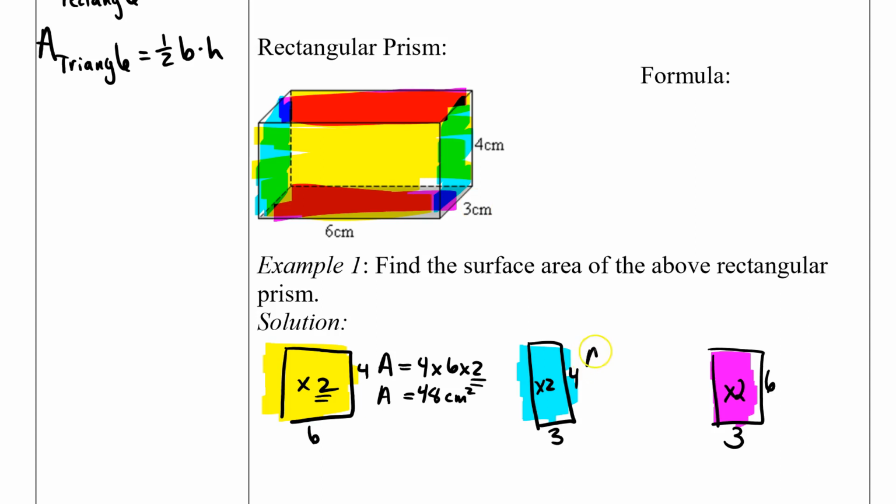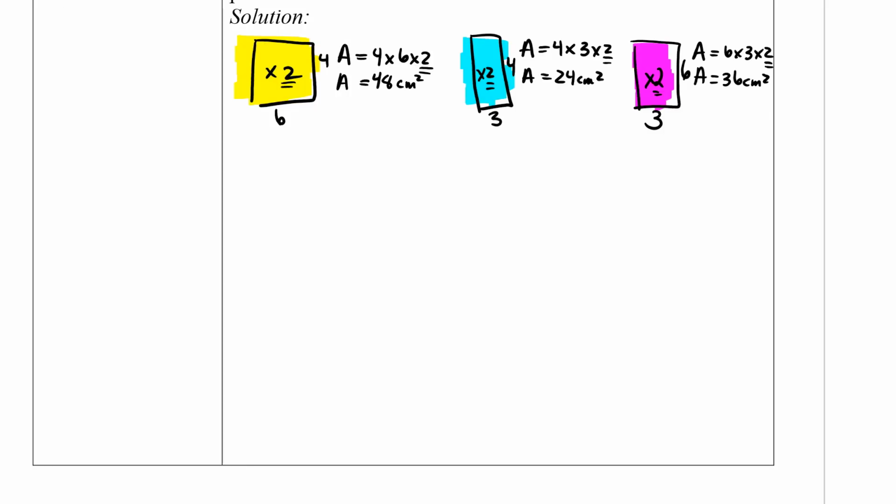Now the area of the blue shape is going to be 4 times 3 times 2. And again, that 2 because we have 2 of them. So the area is going to be 24 centimeters squared. And then this last one, the area is going to be 6 times 3 times 2. And again, 2 because we have 2 of these shapes. So 18 times 2 is 36 centimeters squared. So when we want to find our total surface area, we say 48 plus 24 plus 36 for a total of 108 centimeters squared.